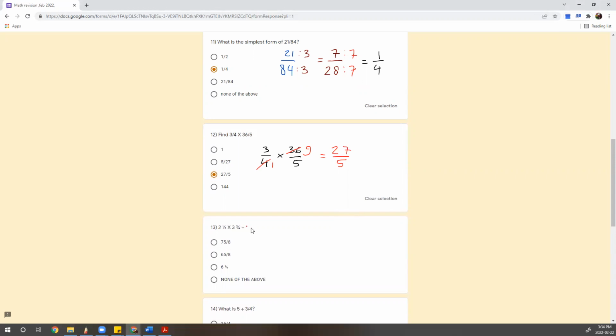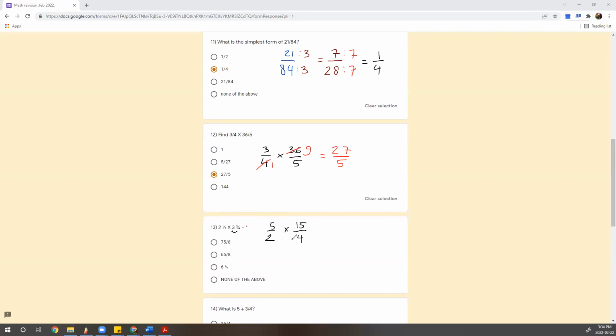There you go. 2 1/2 times 3 3/4. First thing first, if you look at this fraction, you need to change from a mixed fraction to an improper fraction. 2 times 2 is 4, 4 plus 1 is 5 over 2. You multiply 4 times 3 here, 12 plus 3 is 15 over 4, right?